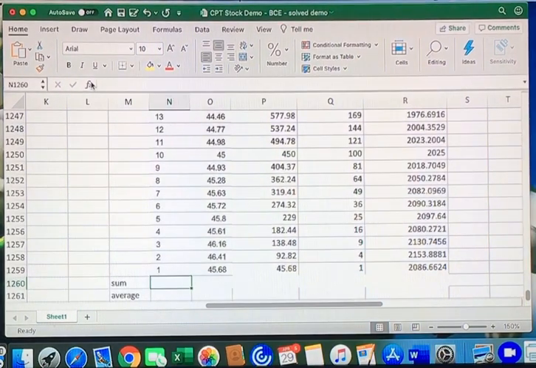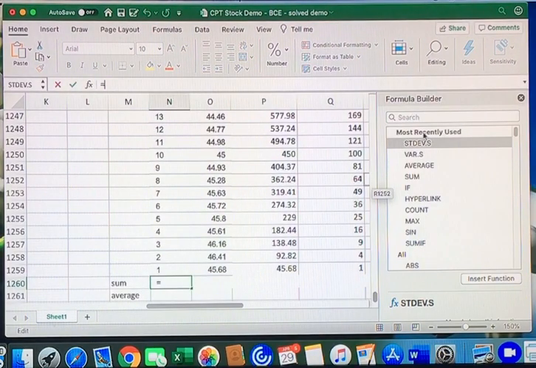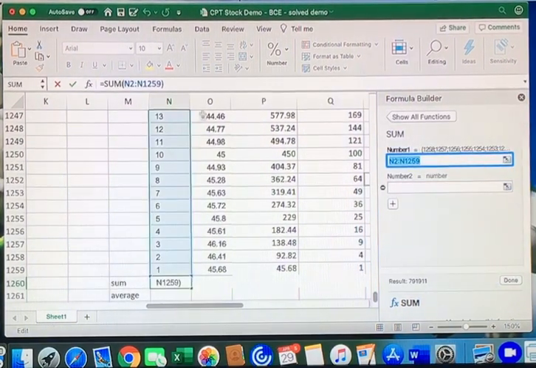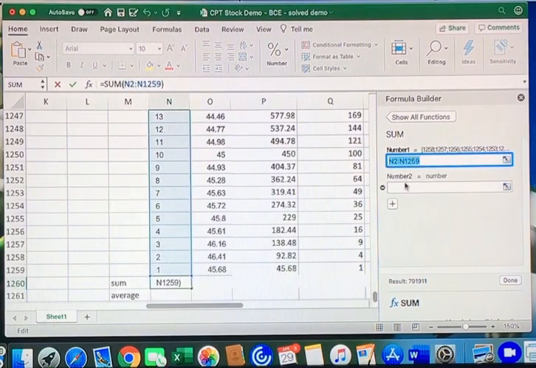Anyway, so for my sum, I use the sum function. Okay, I go fx, I look up sum. It's probably already in here anyway. I click on it, or you can type in sum and search for it. Insert the function. It's going to guess already that it wants to be N2 all the way to 1259, and that is what we're doing.